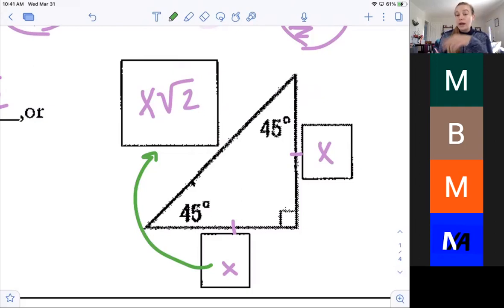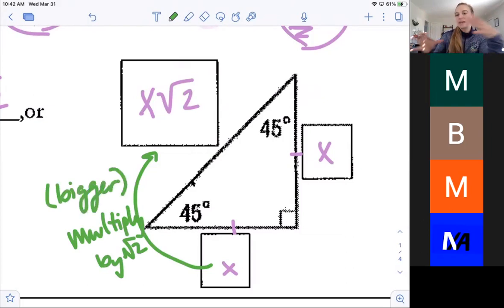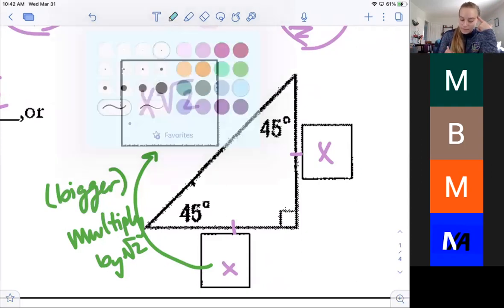We've said that before. I asked what the biggest side was on Monday when we were finding the Pythagorean theorem, and you guys all knew it was the side across from the right angle. So I know that the hypotenuse is the biggest side. So if I'm going from the smaller side of just a leg to a bigger side of the hypotenuse, I'm going to multiply by my root 2. So you have to multiply to go from the small to the big. So in order to get to a bigger side, you're going to multiply. I use green because I think of growing, getting bigger. It's a weird way my brain works.